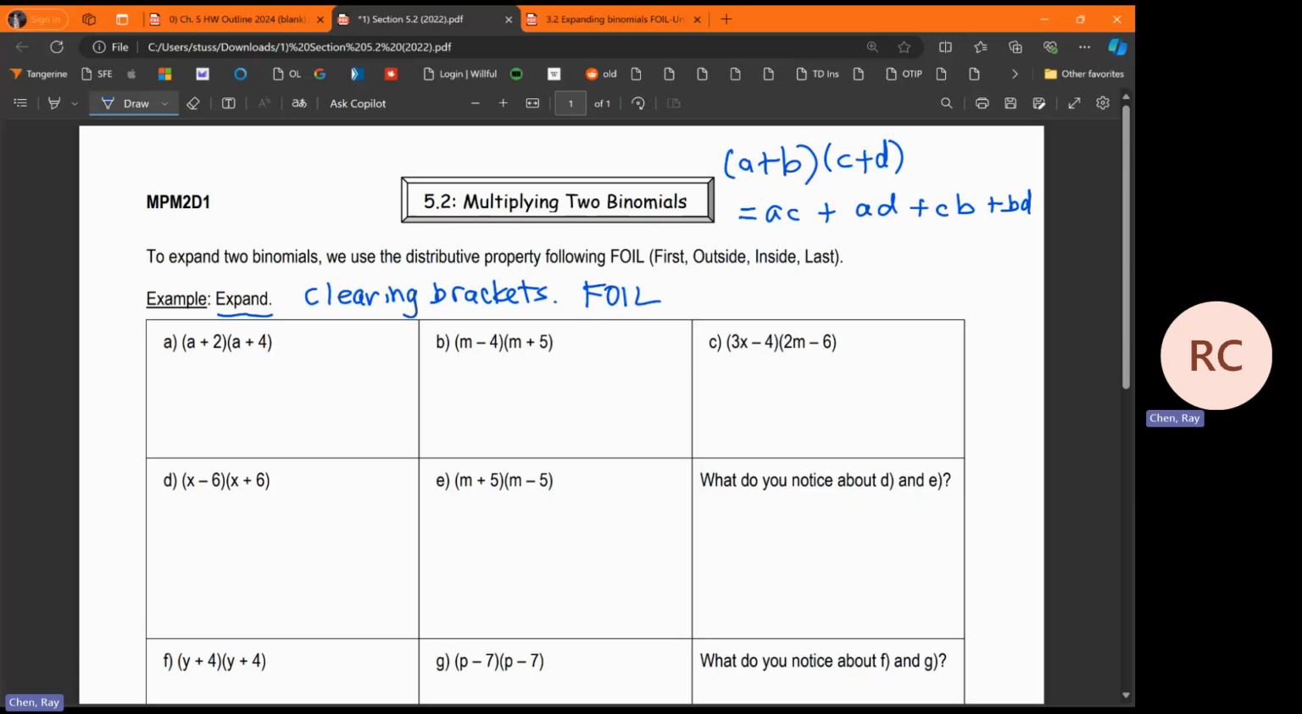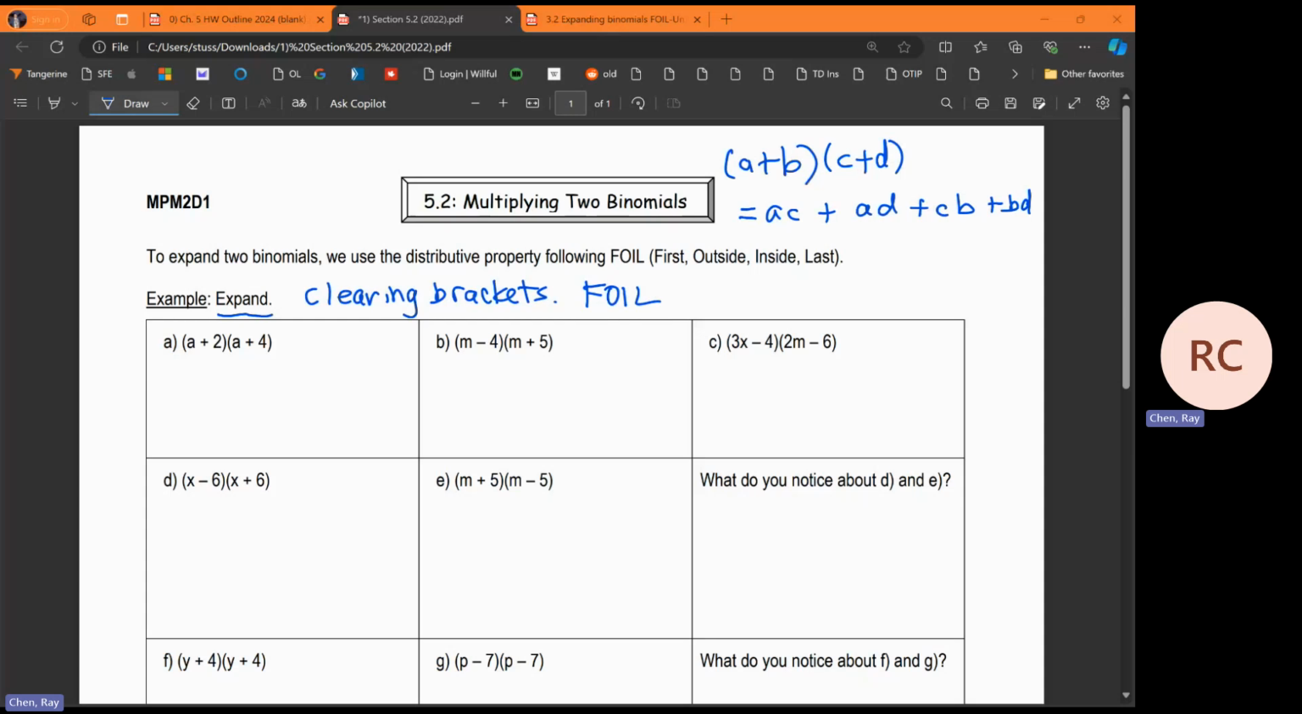As you can see from the handout, or from the workbook, we're going to do (a + 2) times (a + 4). FOIL stands for the first terms, then we do the outside terms, then the inside terms, and then the last terms.